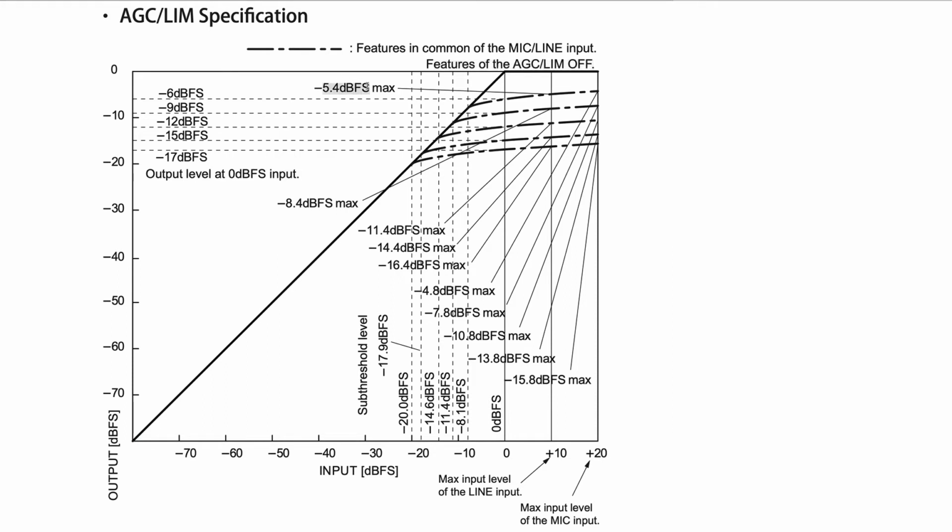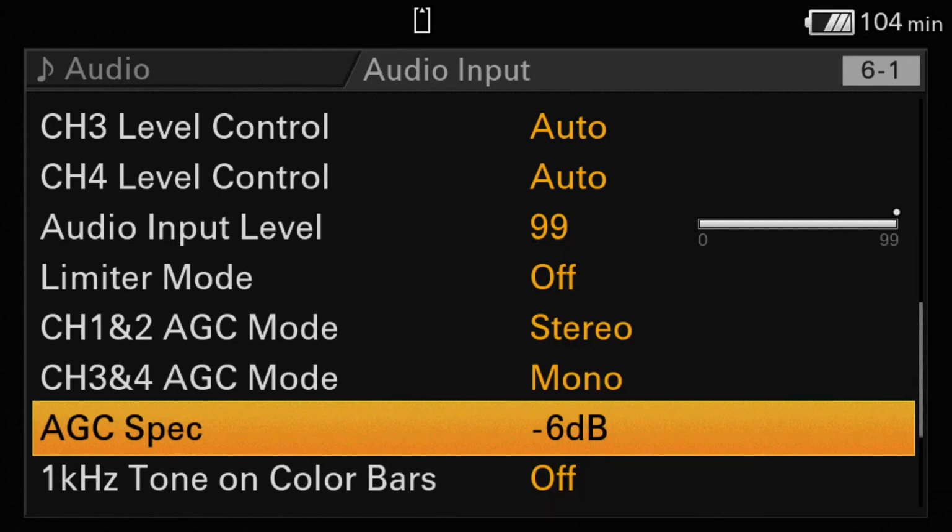So from my point of view, AGC acts as a limiter, and that's why you don't need two limiters. Leave the first limiter off. Use your AGC on minus 6. This is the lowest sensitivity for AGC you can choose.